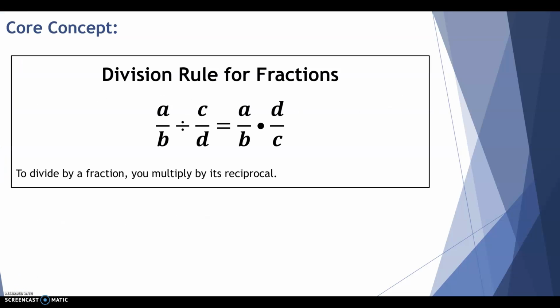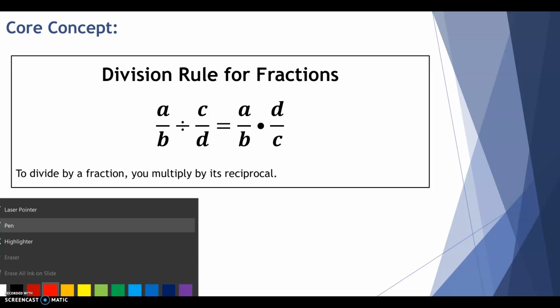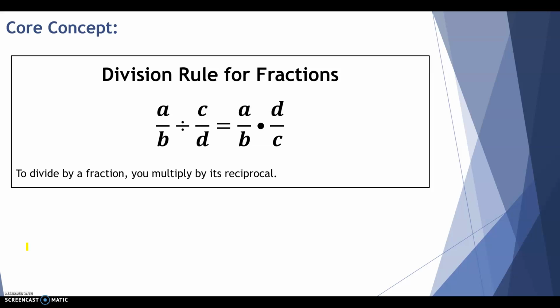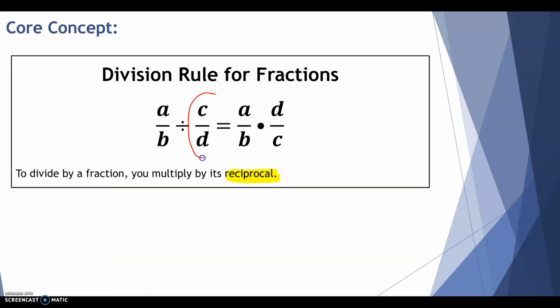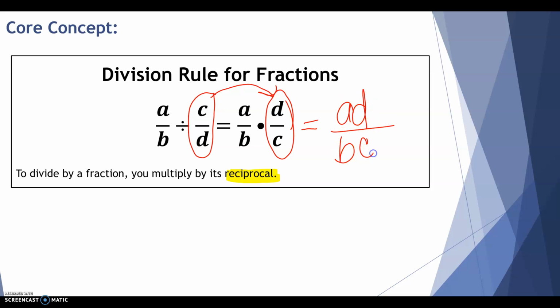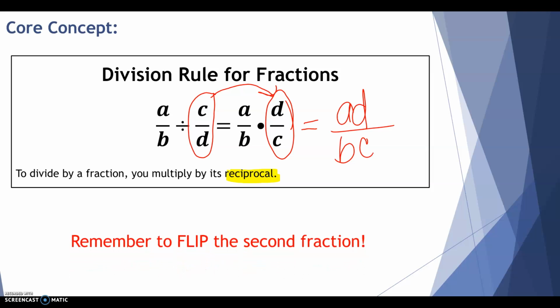So here's your division rule, which again, this is something that you guys should have remembered, that whenever you divide by a fraction, you multiply by its reciprocal. So if you look at C over D, notice how I flipped it and it became D over C. So once you flip it, it becomes a multiplication problem and you get AD over BC. So there's only one thing you need to remember when you divide, and that is to flip the second fraction.